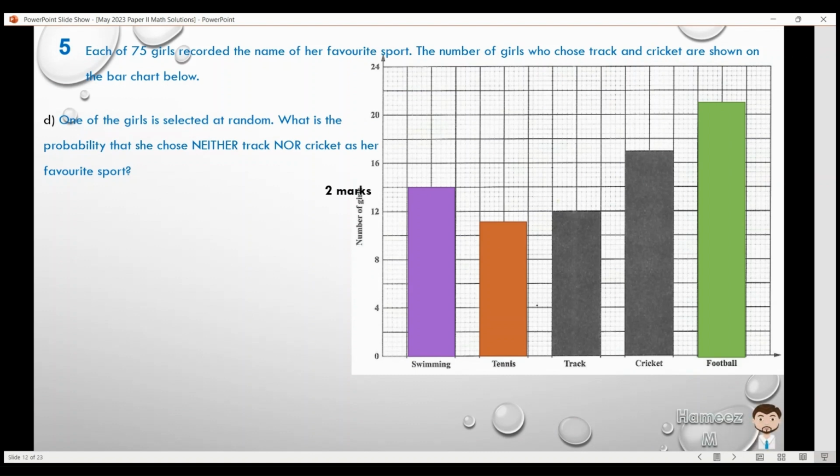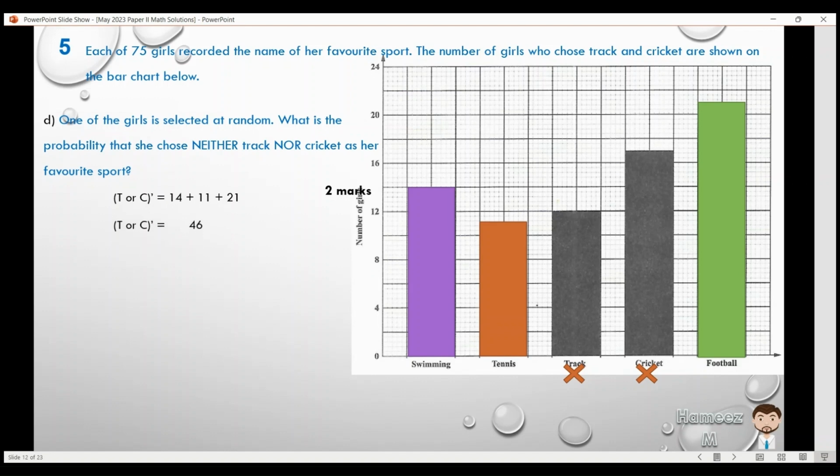What is the probability that she chose neither track nor cricket as her favorite sport? So she did not choose track, let's put an X there, and she did not choose cricket. So if she did not choose track or cricket, she had 3 other choices. So neither track or cricket, neither of them would be swimming, 14, tennis, 11, or football, 21. So then it would be a total of 46.